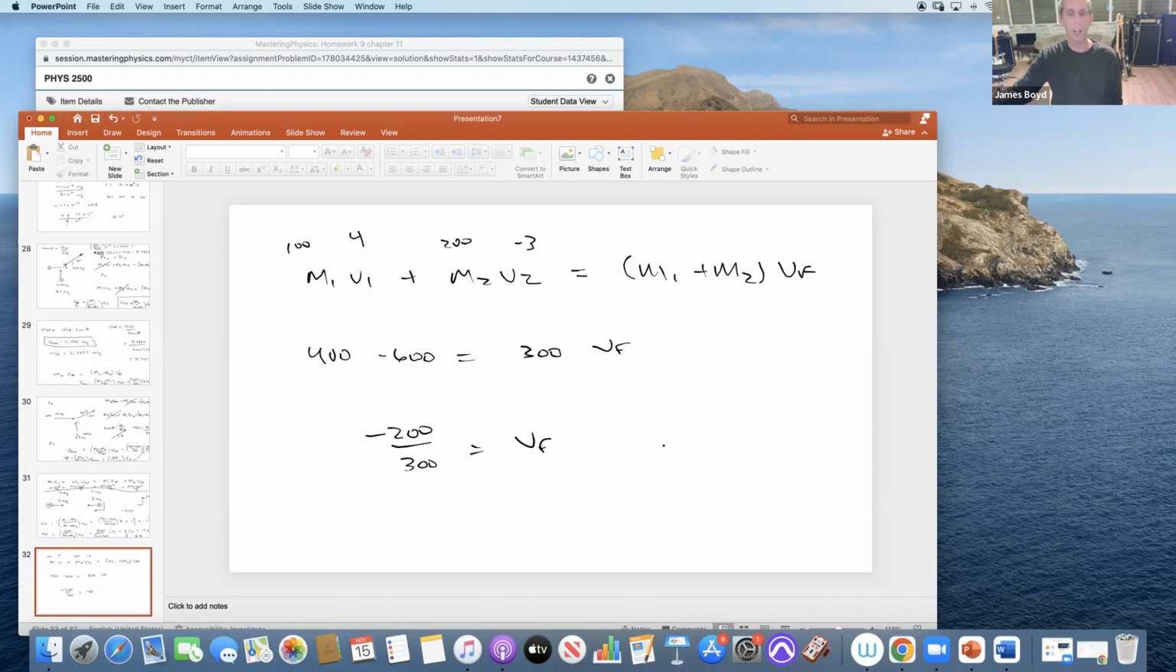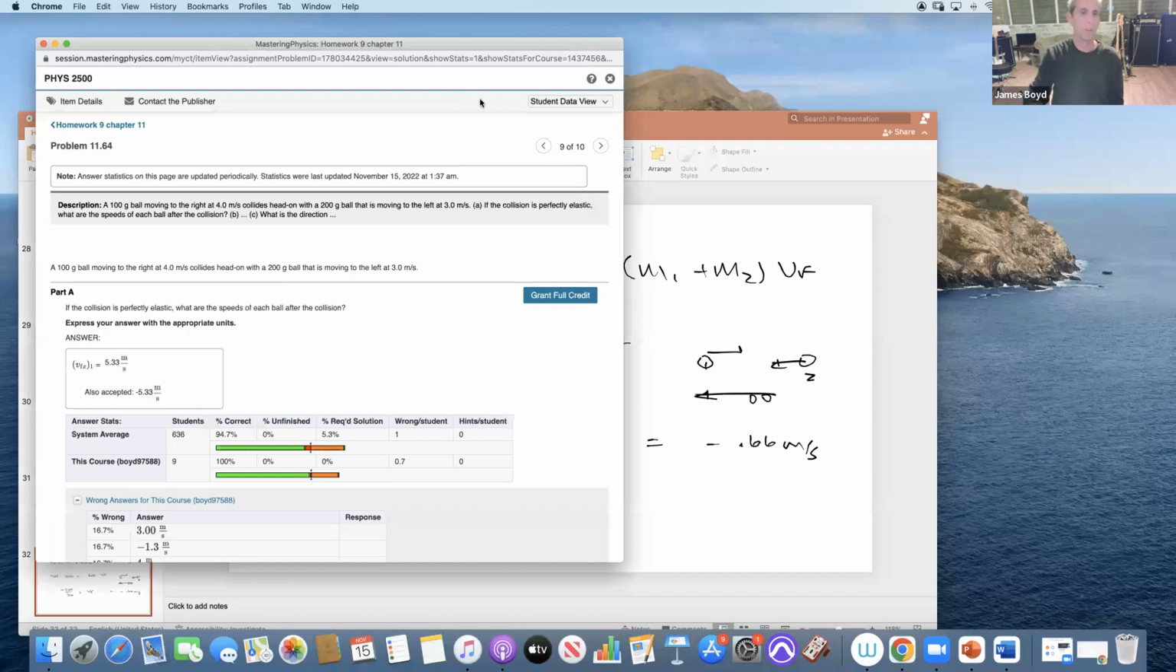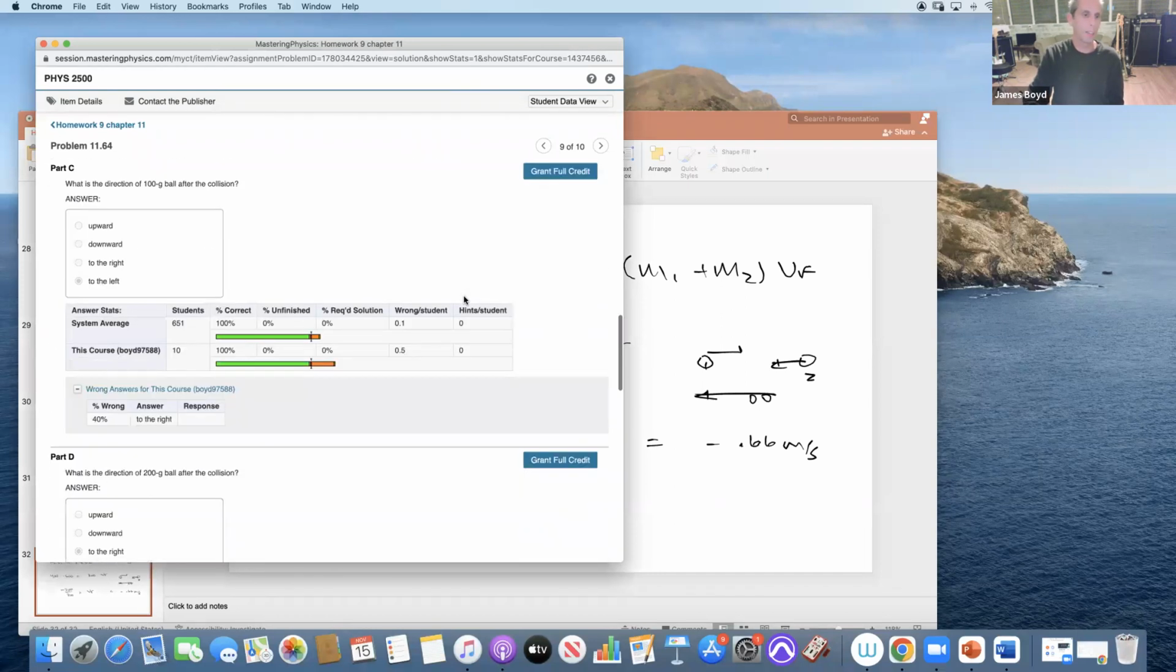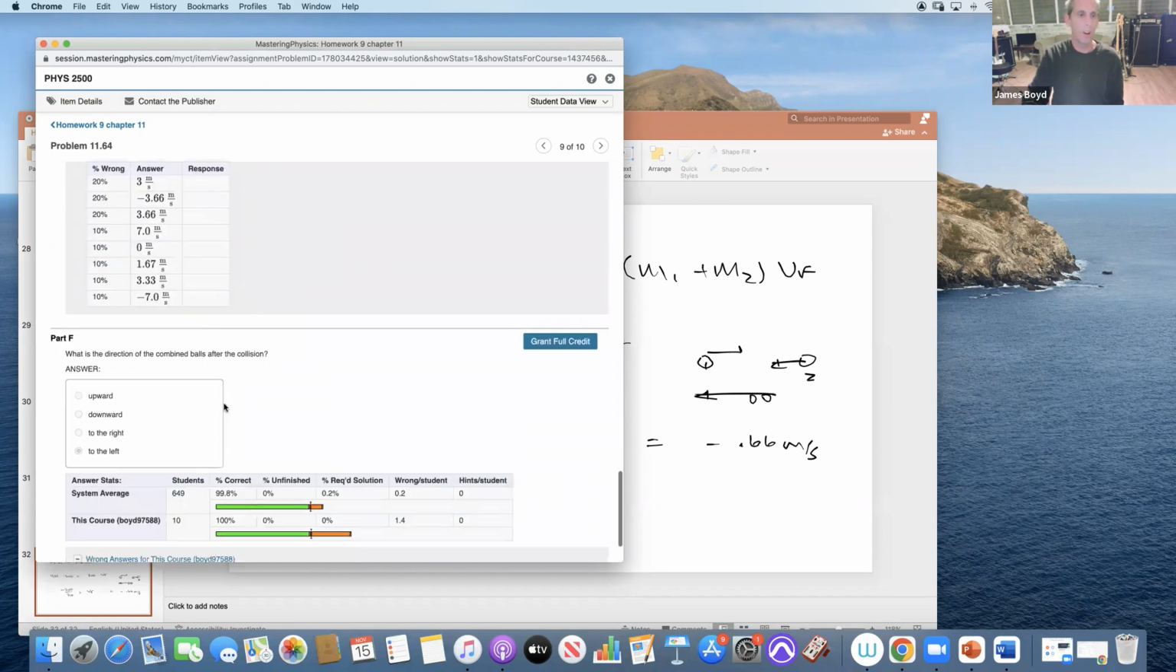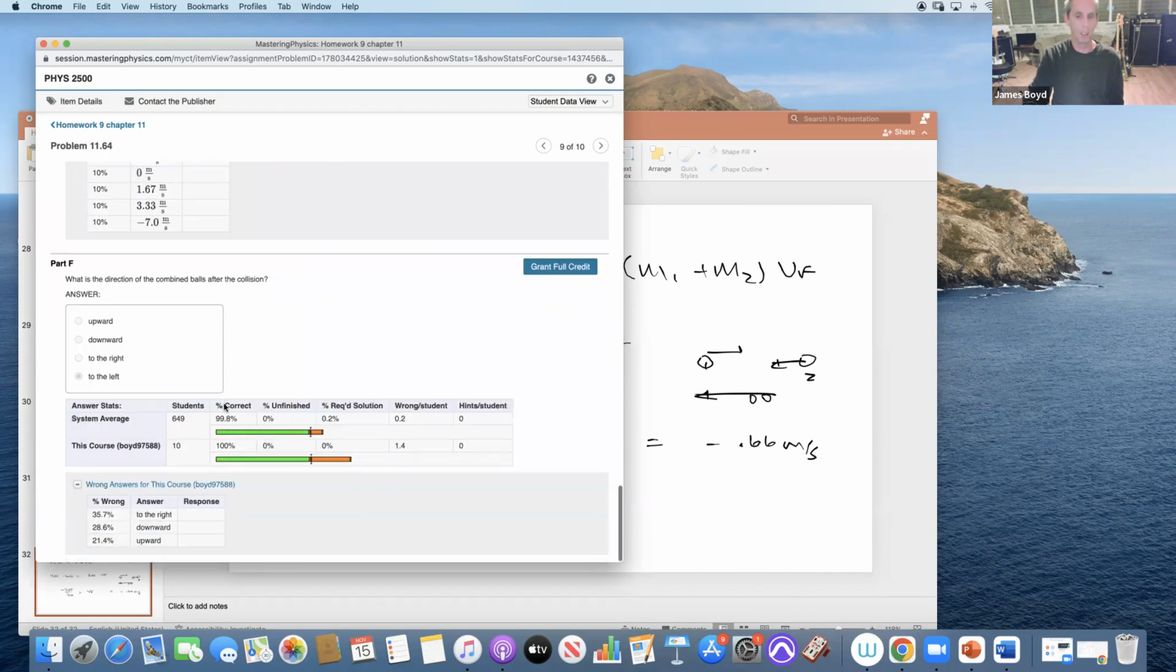Yep. So V final is negative 0.66 meters per second. So they were moving this way, 2 was moving this way, and after they stick together, they're both moving that way at 0.66. What is the speed after the collision? In what direction? To the left. Okay. That one's not too bad.